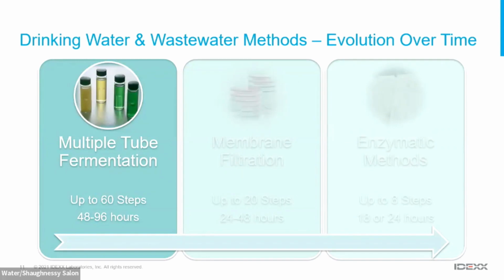So there are different types of testing that can be done. Kind of the way everything started off was with multiple tube fermentation. Multiple tube fermentation is kind of a lengthy process. There's a lot of steps. It's up to 60 steps total to run the test. Not exactly quick. Results take up to 4 days for confirmed results. And there's a lot of points where things can go wrong. And so accuracy is kind of low when it comes to this kind of testing. So not the best, but you know, it tells you something.